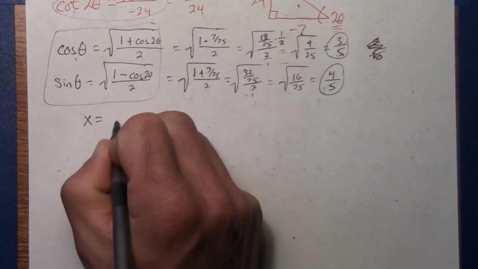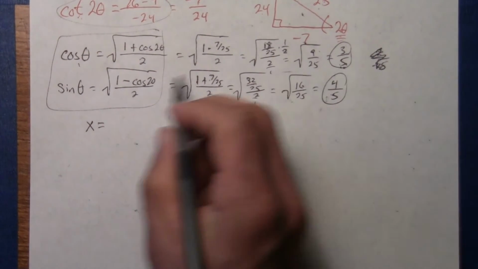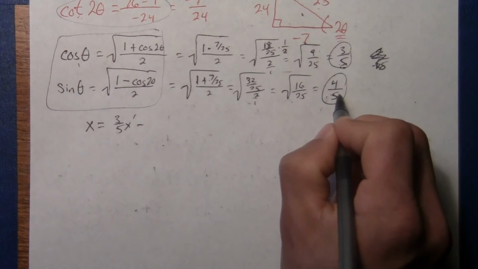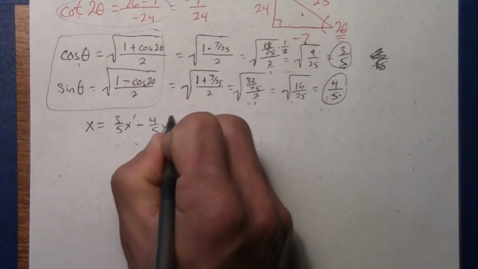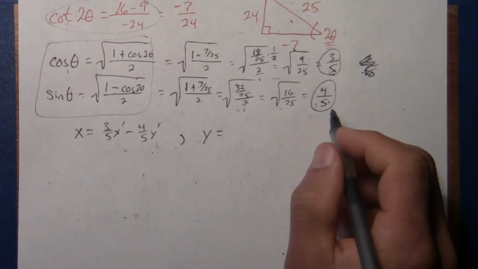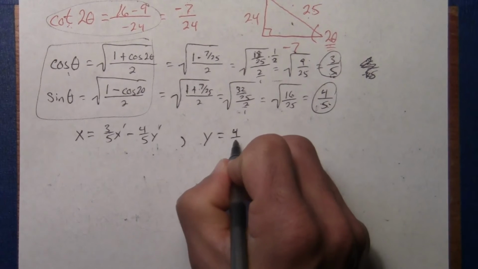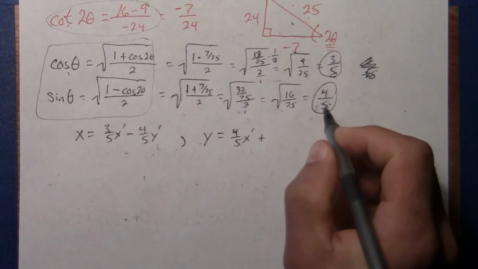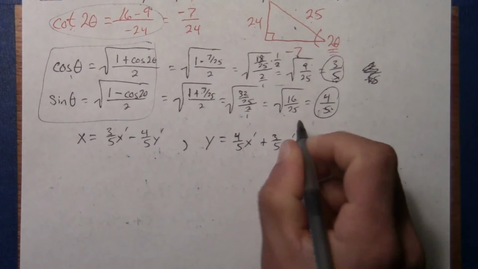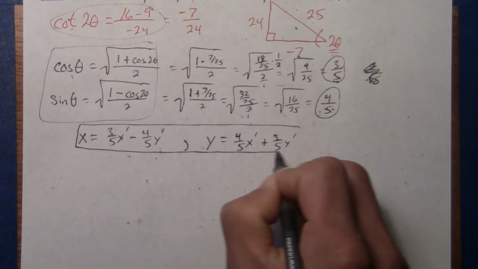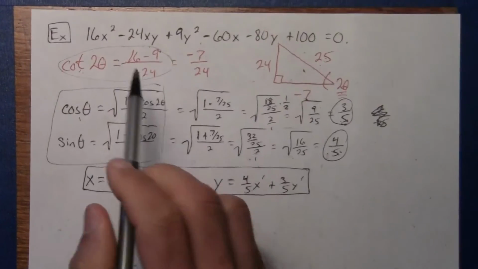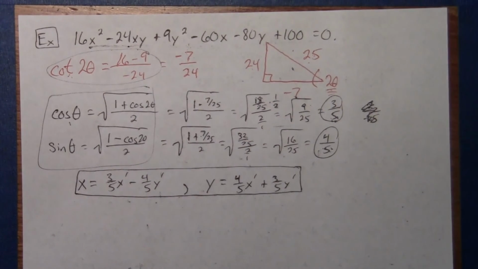So here are my substitutions. x is going to equal x prime times the cosine, which is 3/5, so it's 3/5 x prime minus y prime times the sine, so minus 4/5 y prime. And the y substitution is x prime times the sine, so 4/5, plus y prime times the cosine, so 3/5. And there are the two substitutions that you're looking for. And now, of course, your job is to take these substitutions and plug them in for all the x's and y's that you see.